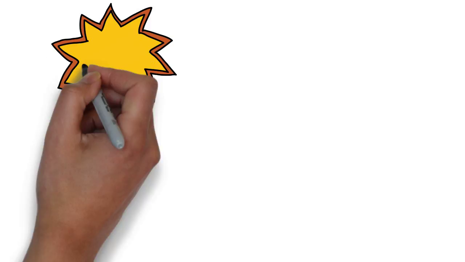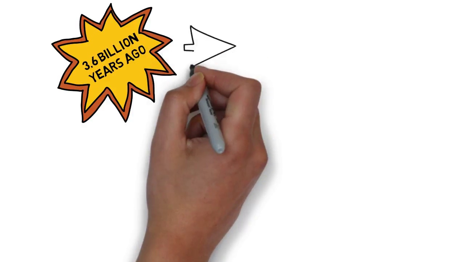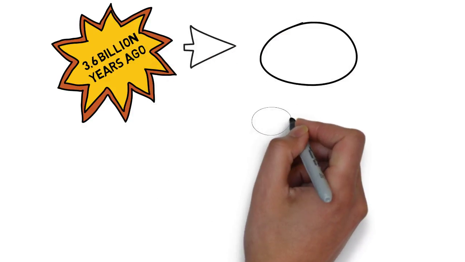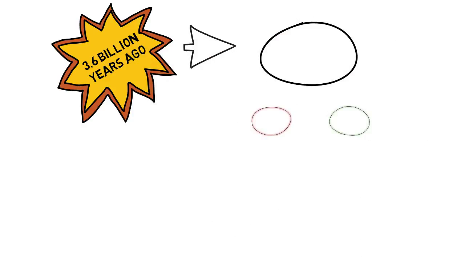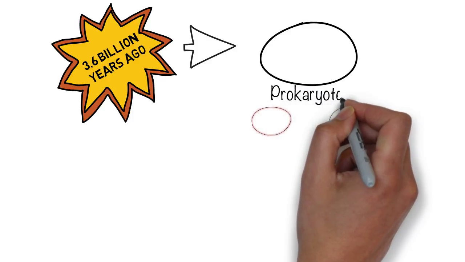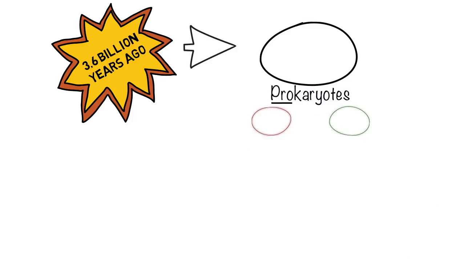another cell. And it all started about 3.6 billion years ago, when life on Earth consisted of a bunch of basic single-celled organisms called prokaryotes. Again, we can break down the word to help us understand. So pro means before, and karyote means nut or kernel. So prokaryote means before the kernel.